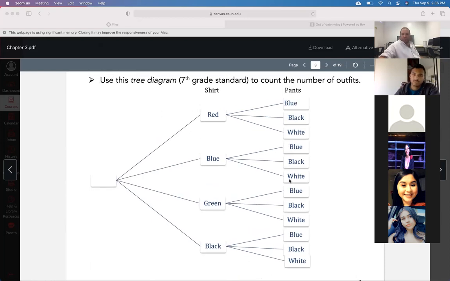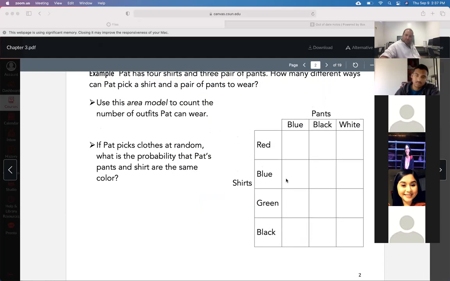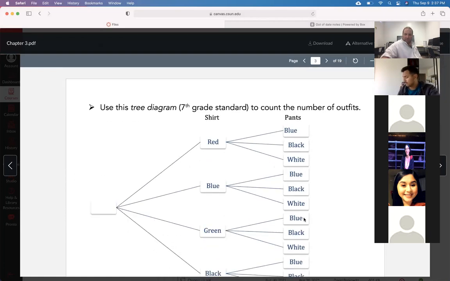So can anyone think of a reason why one will be better than the other? I feel like with the area model, it was easier to answer the question of whether or not Pat's pants and shirts were the same, because it's easier to kind of map out than it would be with the tree diagram. Okay. So again, that's a visualization answer, correct? Easier to see, right? Yes. Okay, so I'm looking for something beyond just visualization, which is 100% valid, but I'm looking for something beyond that. Give me something beyond visualization as to why this model is better than this and why this model is better than the other.